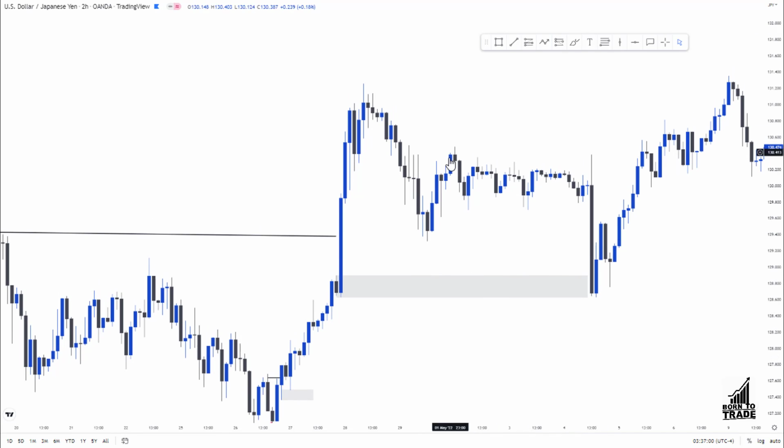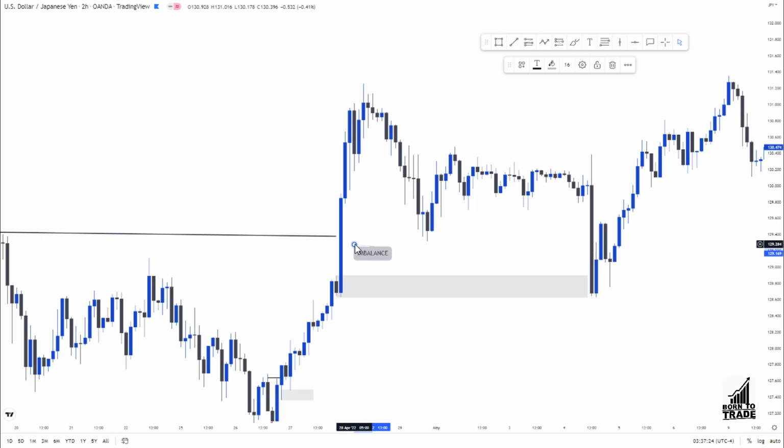And the number 3, what can you see? Price left an imbalance. You can see it. It's left a very big imbalance that needs to be filled. You can see there is this gap right here. That is your imbalance, and price needs to come back to fill this imbalance. So you've identified the third one, which is your imbalance.